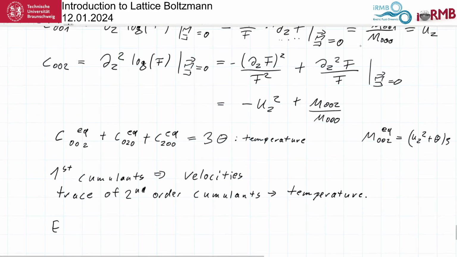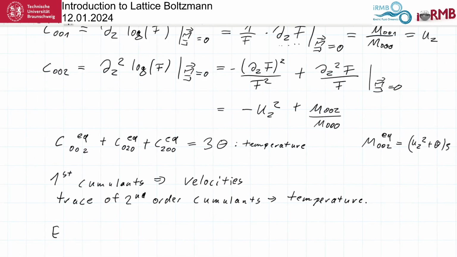And in fact, what we observe, if we go further and further, is that the equilibrium values of all the higher cumulants, higher than the first and second, are all zero. So we don't have any other thing, at least not in equilibrium.